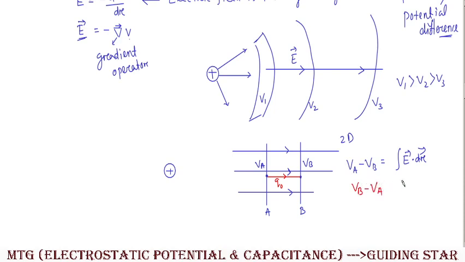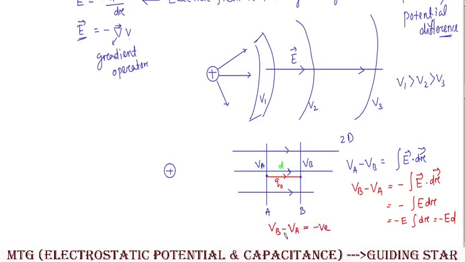VB minus VA. Clear? So VB minus VA is the negative of the line integral of E dot dr. Here the electric field is towards the right, and let the displacement from A to B be D. So the negative of E dot dr: the field is towards the right and the displacement is also towards the right, so it is simply negative of E dr. Assuming the electric field to be constant for a small displacement, we can take E outside, so negative of E integral dr. That means it will be minus E into D, where the displacement is D. So VB minus VA is negative.